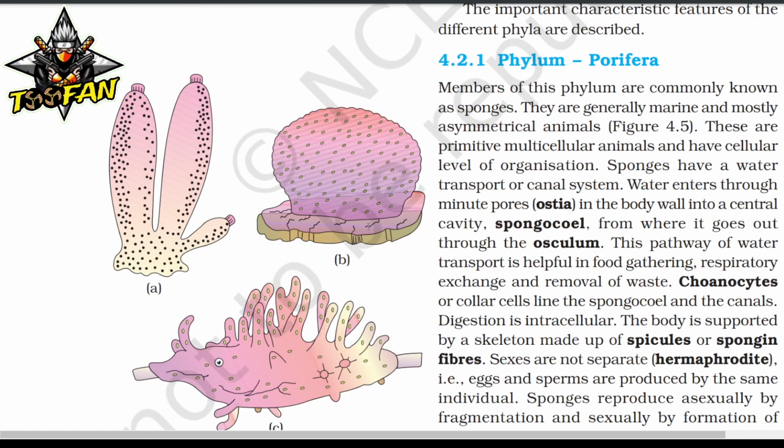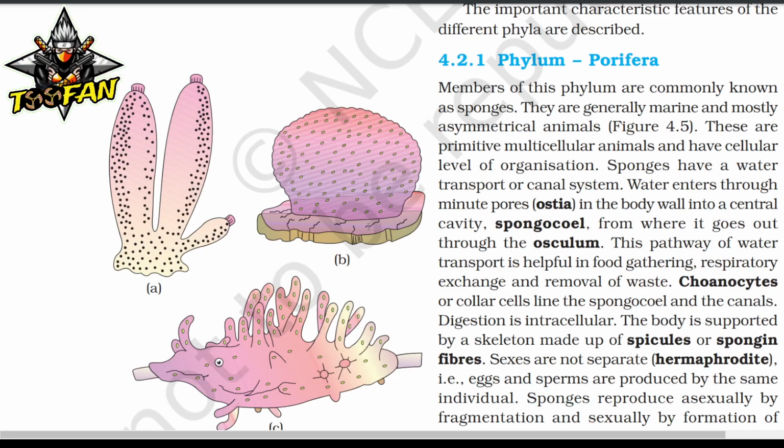Members of this phylum are commonly known as sponges. They are generally marine and mostly asymmetrical animals. These are primitive multicellular animals and have cellular level of organization. Sponges have a water transport or canal system.